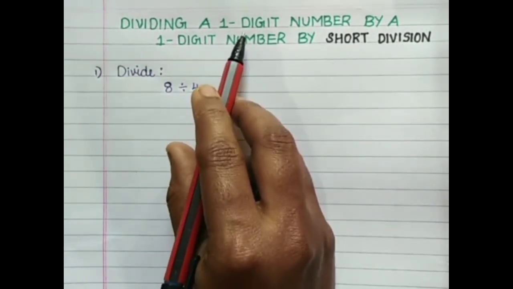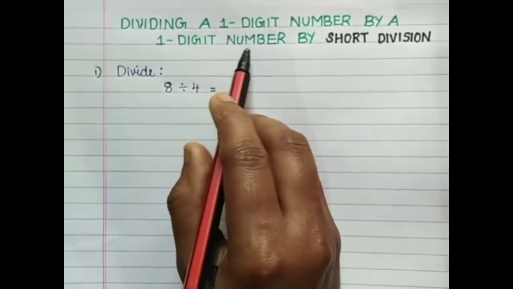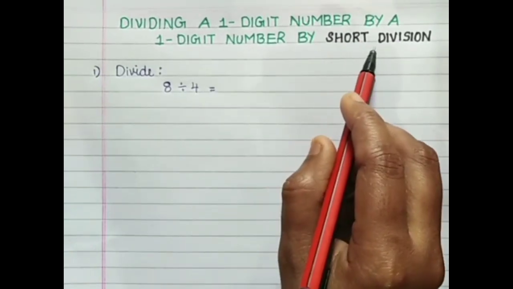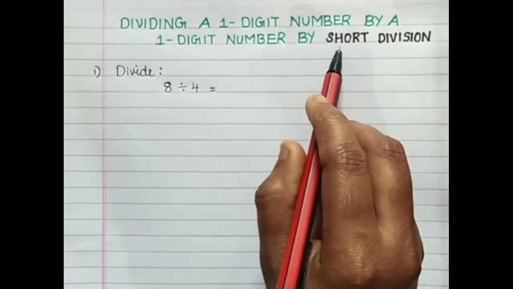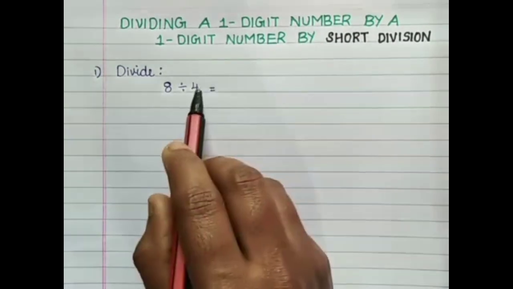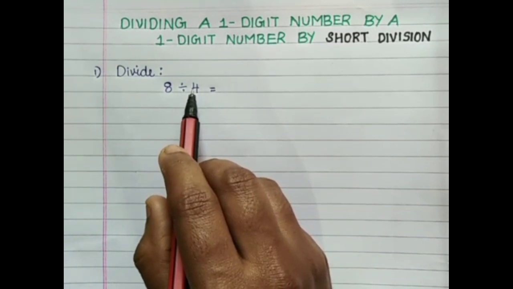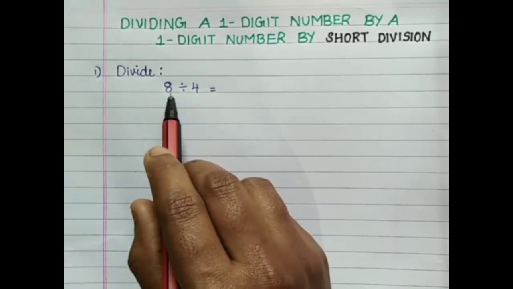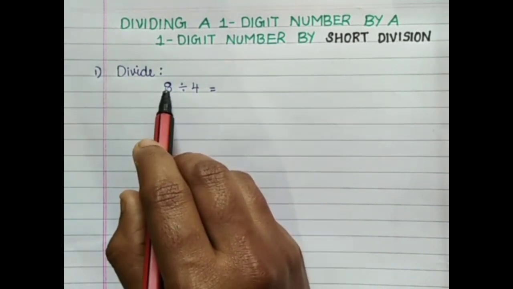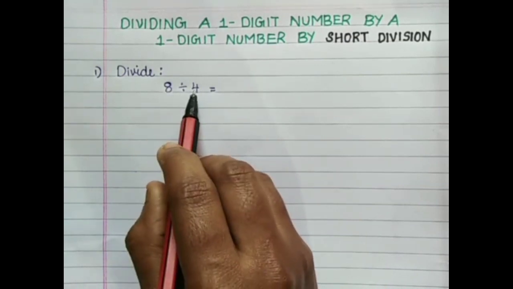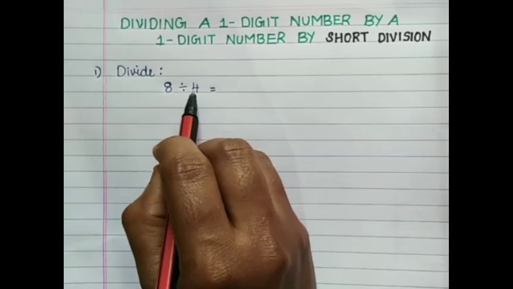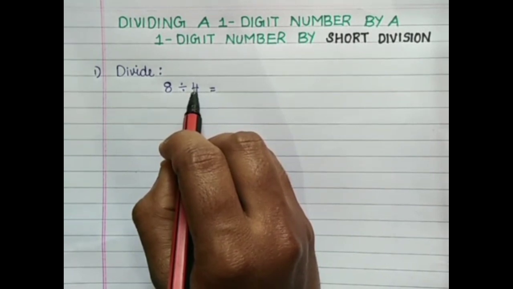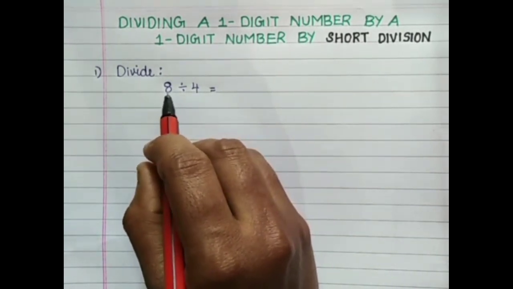Here we are going to learn how to divide a one-digit number by another one-digit number using short division method. Children, do you know what is short division method? Short division method is nothing but dividing the given numbers using multiplication tables without involving the steps of division. Here we have to divide the number 8 with 4. To divide the number 8 with 4 means we have to say the table of 4. And we have to find in the table of 4 how many times we have the number 8.